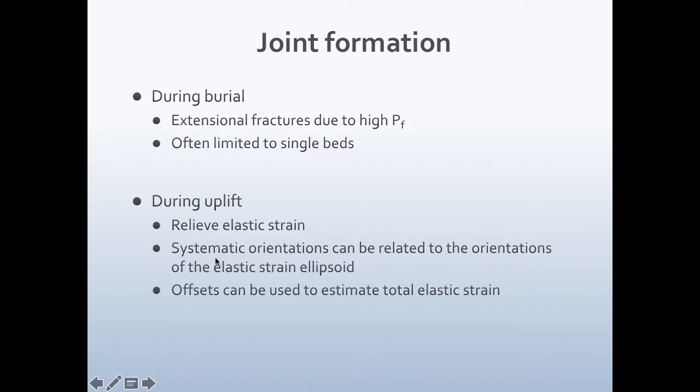And the systematic orientations of joints, as we said, they tend to occur in parallel sets, can give us a sense of the strain that is occurring. The joints are facilitating a very small amount of strain. So we can look at the orientations to get some idea of the S1, S2, S3. And those offsets can be used to estimate a total elastic strain that's relieved.